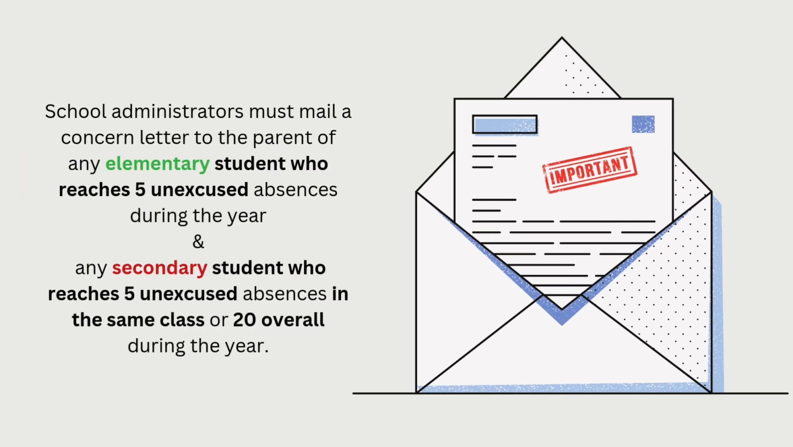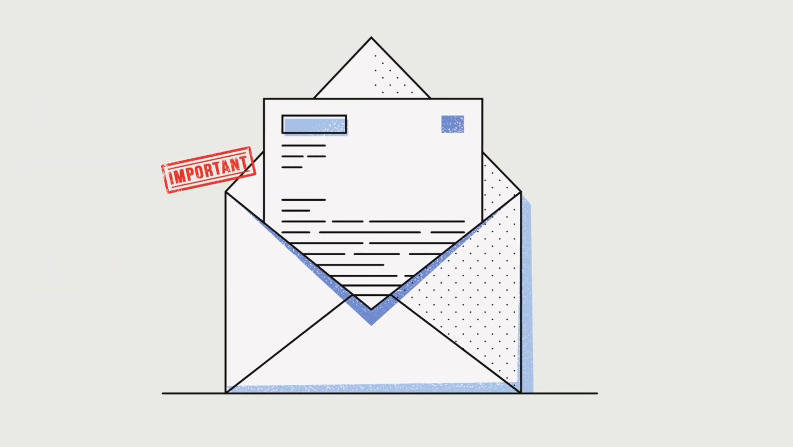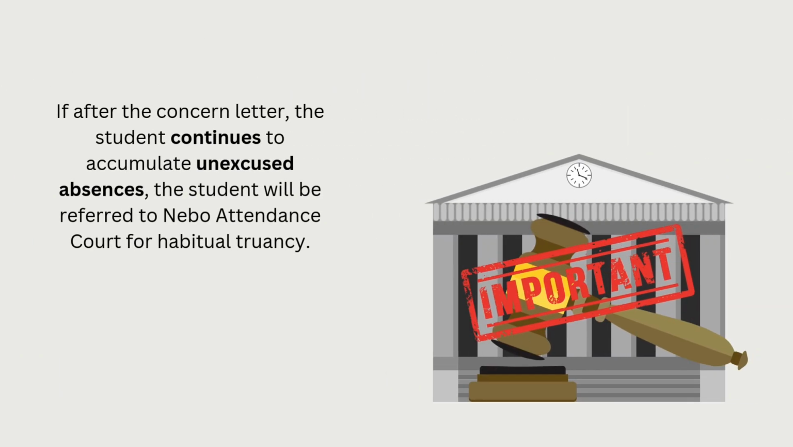School administrators must mail a concern letter to the parent of any elementary student who reaches 5 unexcused absences during the year and any secondary student who reaches 5 unexcused absences in the same class or 20 overall during the year. If after the concern letter the student continues to accumulate unexcused absences, the student will be referred to NEBO Attendance Court for habitual truancy.